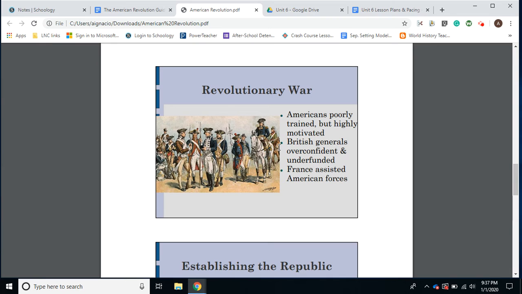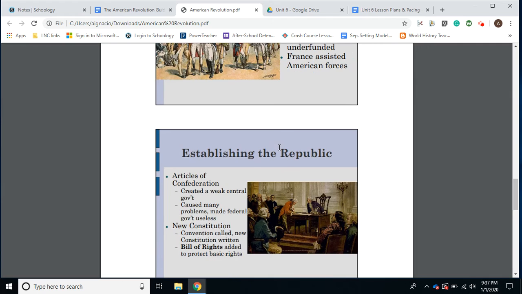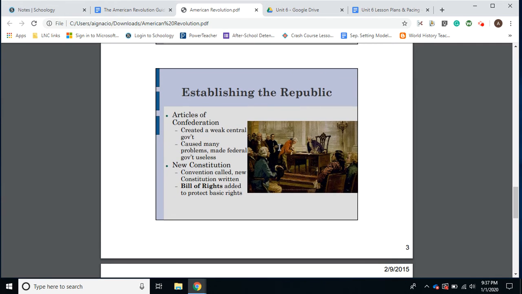They assist the American forces because if you remember previously, I had said that from the French and Indian War, France had lost some territory. Basically, everything that they had in the Americas east of the Mississippi, they had to give to Great Britain. And so the French obviously have some hostility towards the British, and historically, the British and the French don't get along. So the French saw this as an opportunity to kind of stick it to the British, so they aid the Americans in the Revolutionary War.